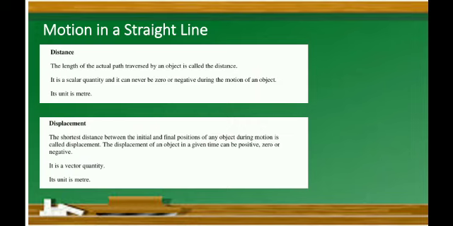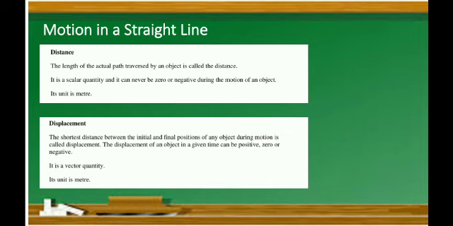Some basic definitions in the straight line. Distance: the length of the actual path traveled by an object is called distance. It is a scalar quantity. It can never be zero or negative during the motion of an object. Its unit is meter.